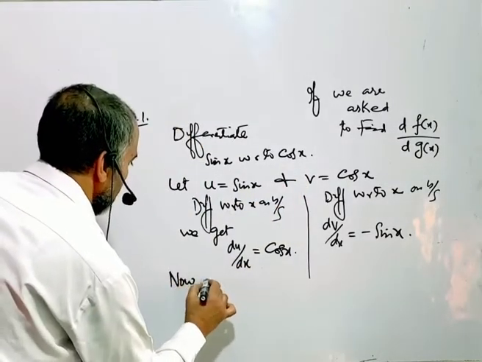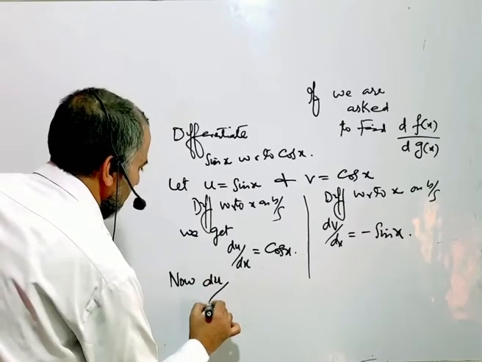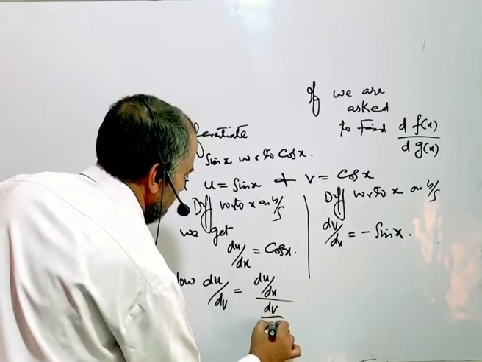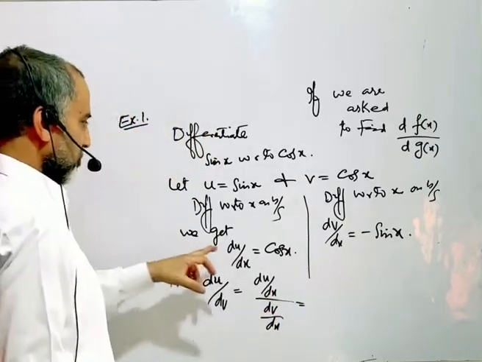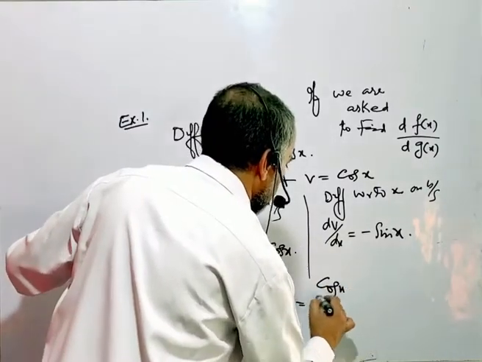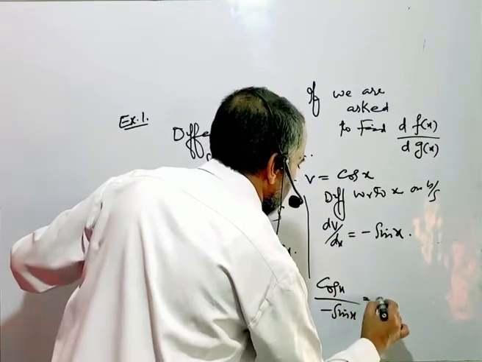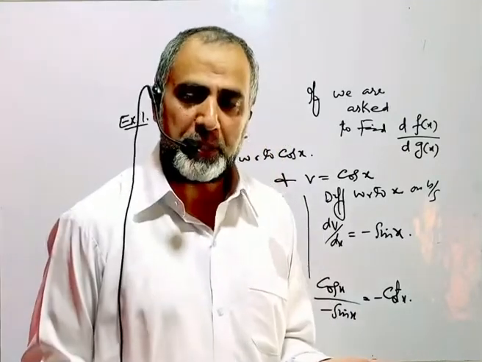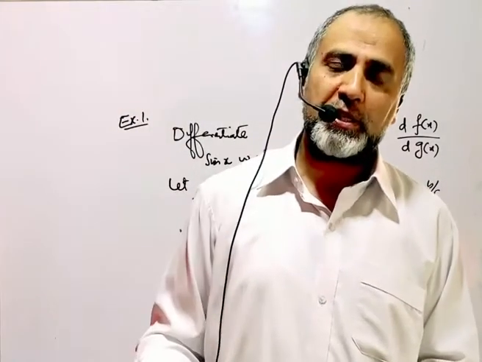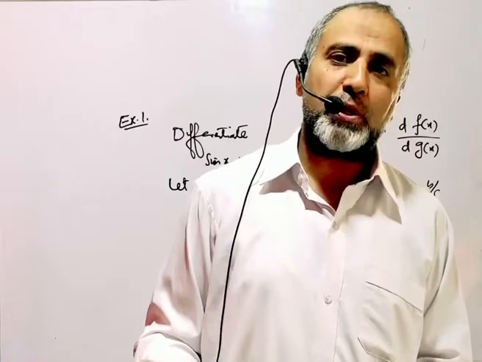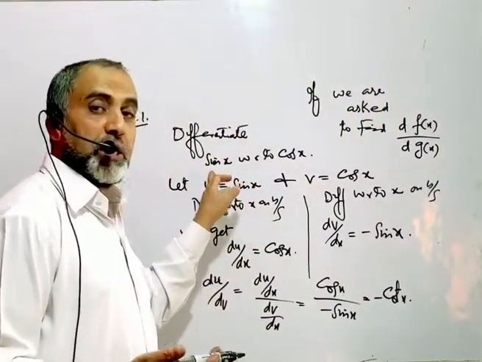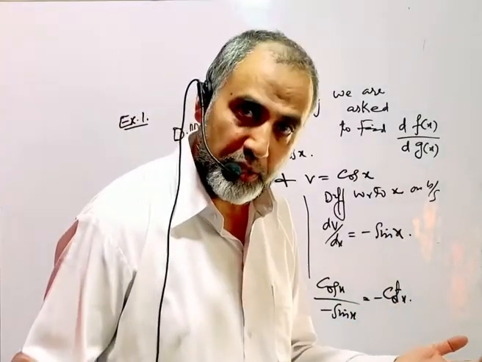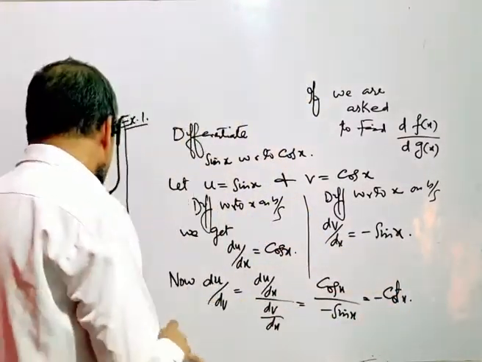Now du by dv is equal to du by dx upon dv by dx. That is cos of x divided by minus sine of x, that is minus cot of x. Minus, whether on top, bottom or in the middle, is one and the same thing. Cos x by sin x is equal to cot x. We got the rate of change of sin x with respect to cos x, that is minus cotangent of x. Is it clear? Okay. You can copy it.